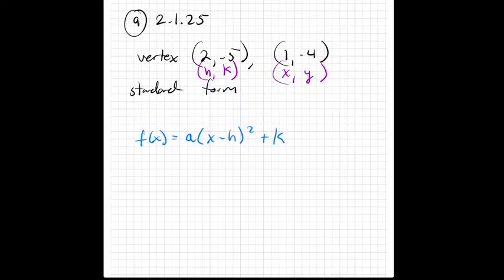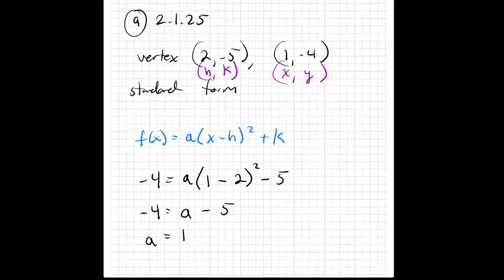So then we get negative 4 equals a times 1 minus 2 squared, and in this case it's going to be minus 5. So negative 4 equals, 1 minus 2 is negative 1, squared is 1, times a is just a, so it's a minus 5. We add 5 to both sides, and I think the final result is a equals 1.